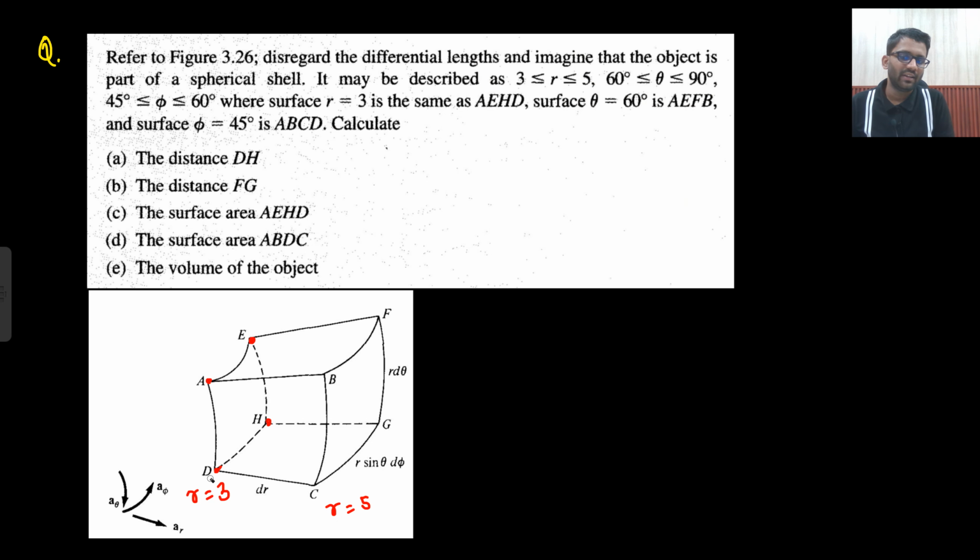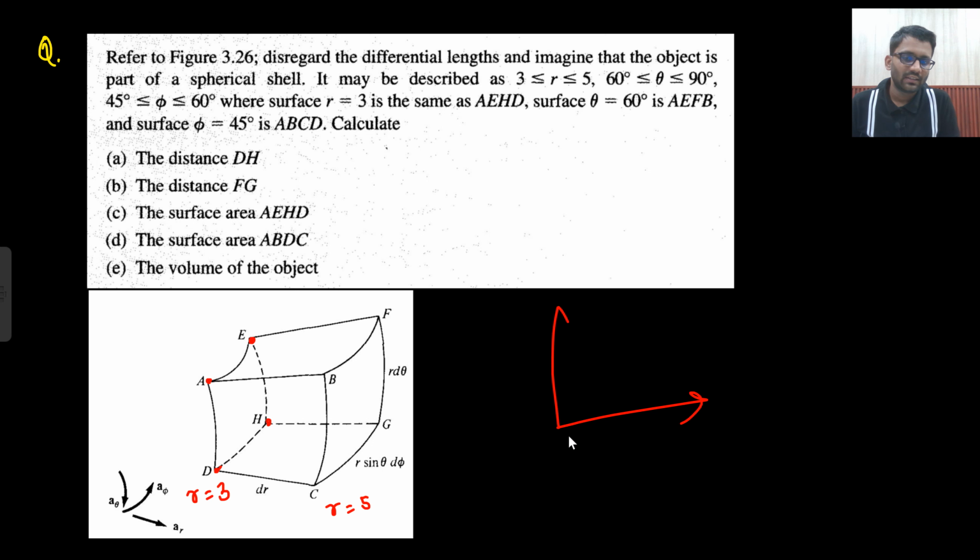ABCD, all are at 3. Then all these points will be at 5 radius. Are you getting this point? ABCD, all these points are at 3, and then these points will be at 5. Understood? If you are not able to understand this, then also it is fine. In the diagram, it is completely clear. This is R equals to 3, then certainly this has to be R equals to 5.